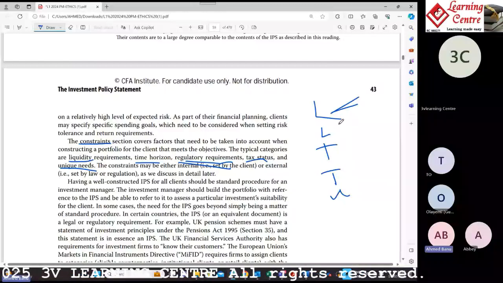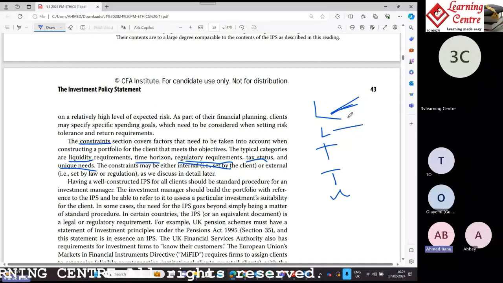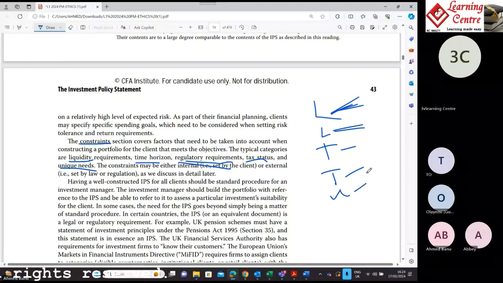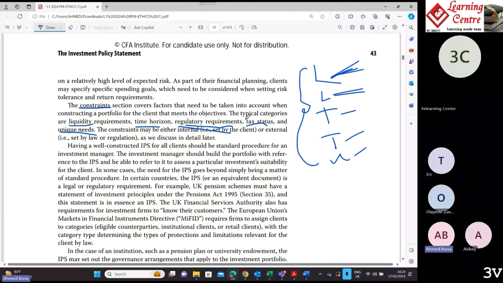No, sorry: regulatory, legal and liquidity, legal and regulatory, tax, time horizon, unique circumstances or unique needs. So we've been able to bucket your constraints into these 5. But as we go along, those are things we are going to touch on today.